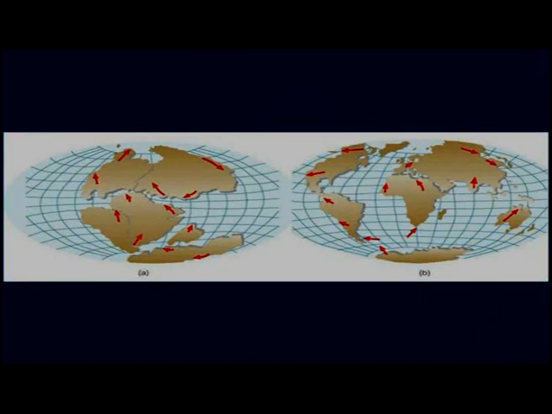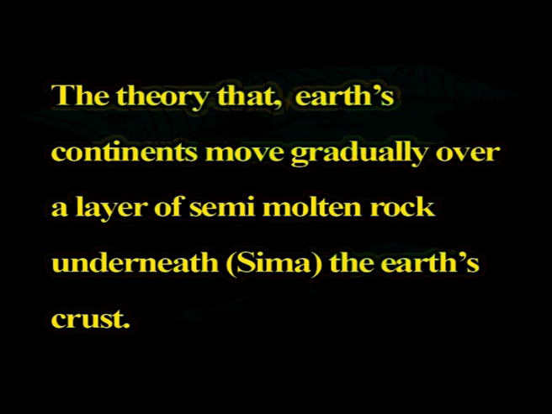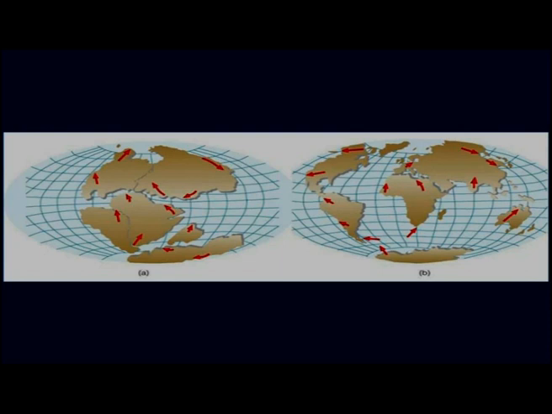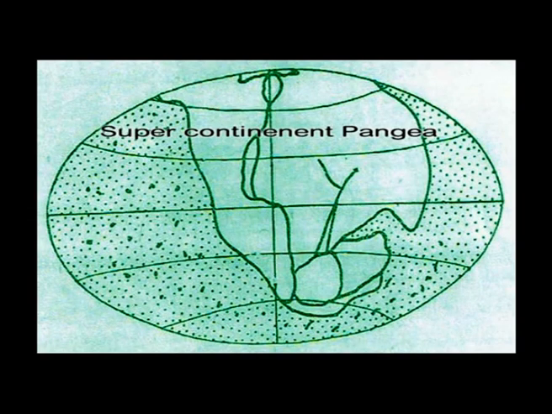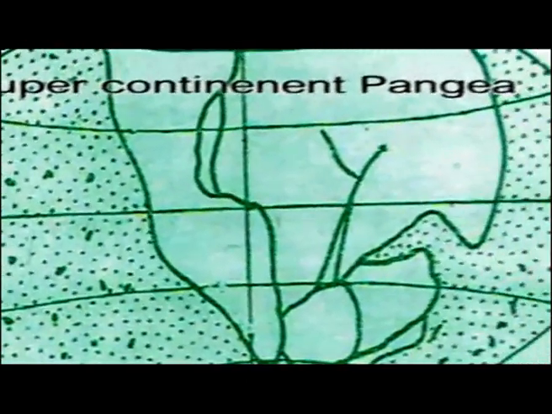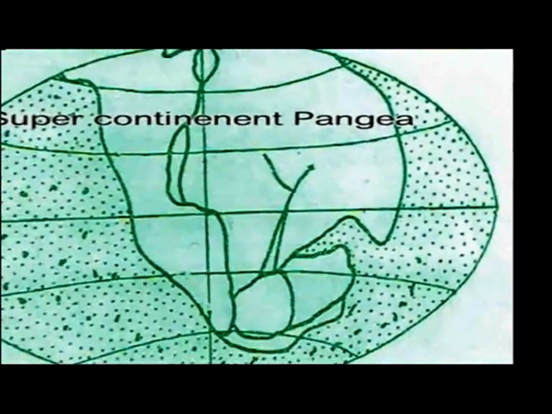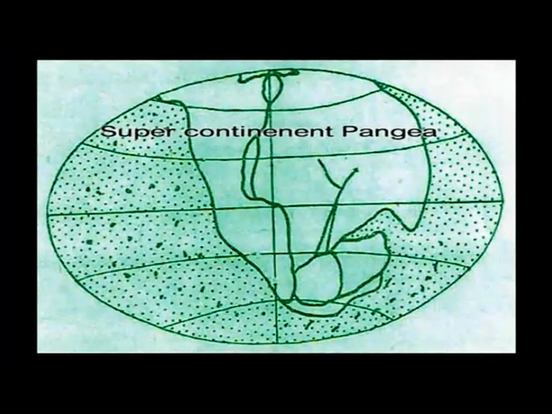Now friends, let me come to the second aspect of this theory, that is the theory of continental drift, its various continental portions and movements. The theory says that Earth's continents move gradually over a layer of semi-molten rock underneath the Earth's crust, that is SIMA. It is thought that the present day pattern of continents is derived from the supercontinent Pangea, which existed approximately 200 million years ago. If you look at figure number 1, you can clearly see the geological time scale, followed by a continent showing all continents together, that is the Pangea.